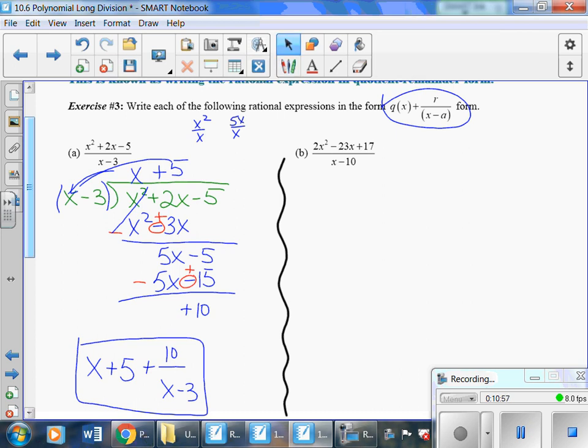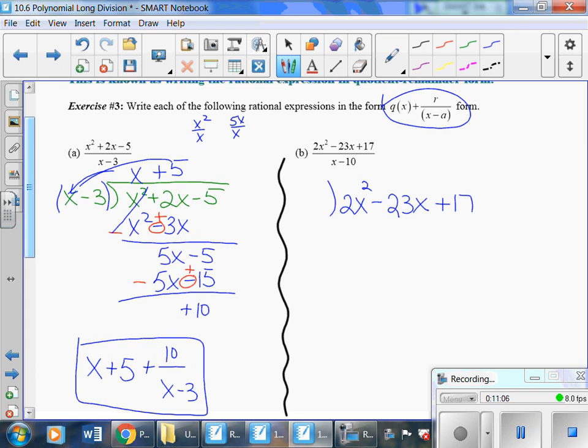Going on to B, 2x squared minus 23x plus 17 divided by x minus 10. So the first thing I'm going to say is, what's 2x squared divided by my x? And I get 2x. So that goes here. So now I multiply it through. So 2x times x is 2x squared. 2x times negative 10 is negative 20x.